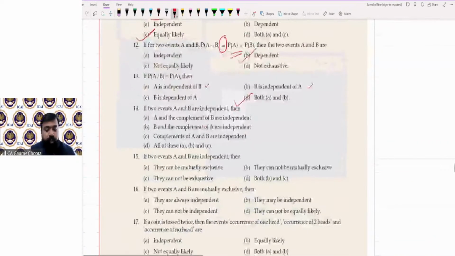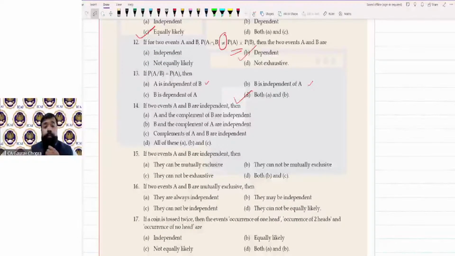Okay. So if two events are independent, then we have read that their complements will also be independent. So all these three are correct. Therefore, we will select option D, all of these, A, B, and C. Now, 15th. If two events A and B are independent, then they can be mutually exclusive. Or this can be done easily.